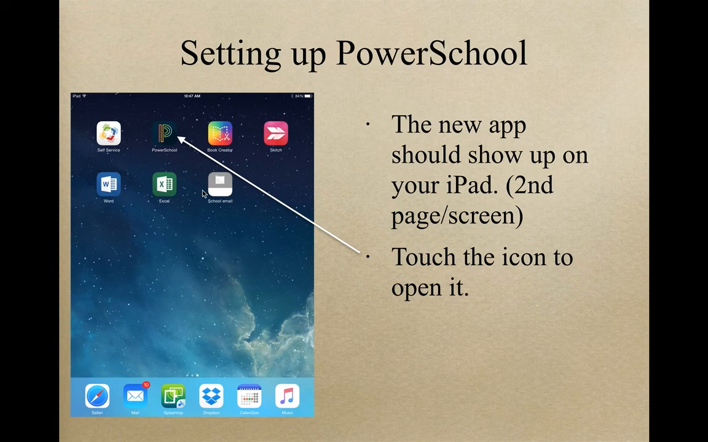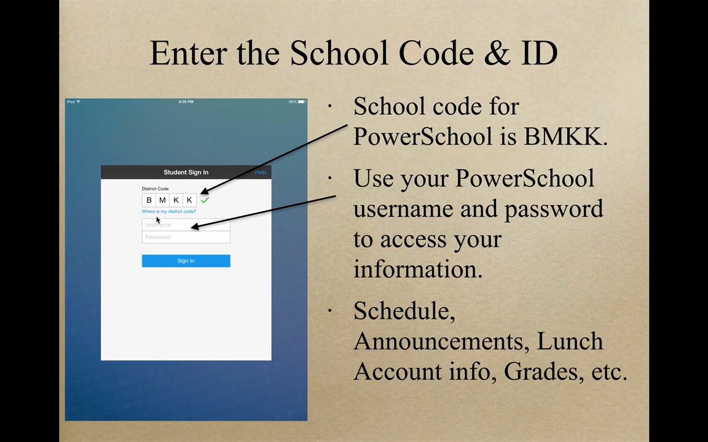Okay, so once it's installed, it's going to be somewhere probably on the second page of your iPad, and it's going to look like this. What we're going to do is touch this icon to open it. It's going to ask you for a school code. School code for our district is BMKK. Enter that district code. I want you to enter your PowerSchool username and password. PowerSchool, again, this should be the numbers that you have. I believe it's 5 numbers, and the password, I believe, would be 5 letters that you want to insert here, and I want you to sign in.